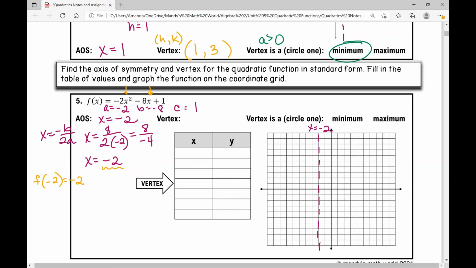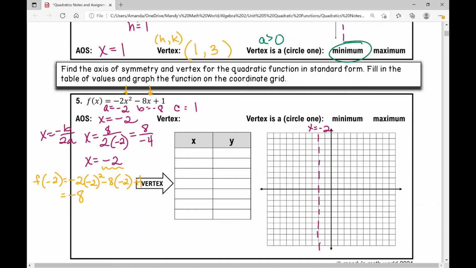Negative 2 times x squared. What is x? X is negative 2. Minus 8 times negative 2 plus 1. And then I'm just going to simplify it a little bit at a time. So let's see, negative 2 squared, negative 2 times negative 2, that's positive 4. 4 times negative 2 is negative 8.